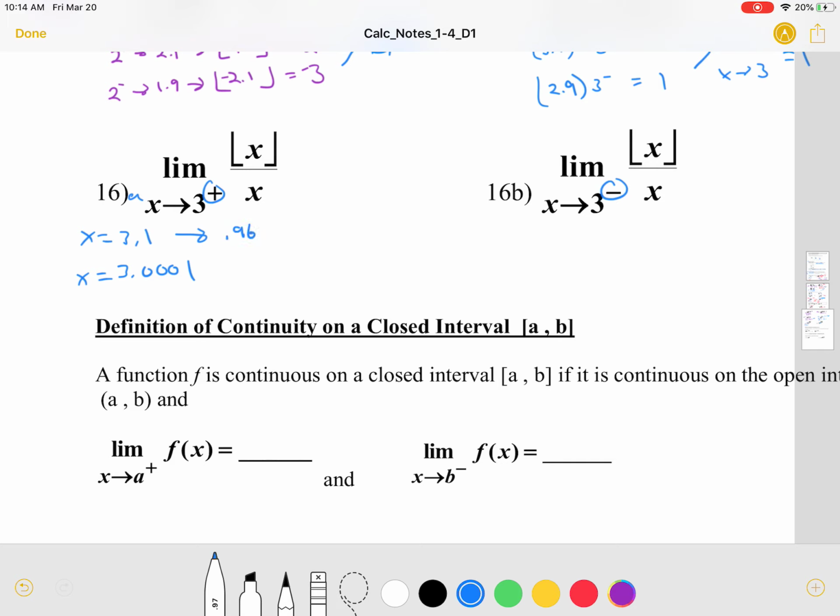When we plug those in, we get 0.968, and we're going to get 0.9999. Again, these both go to 1. They're getting infinitely close to 1 as we get infinitely close to 3. Now let's look at the left side over here.